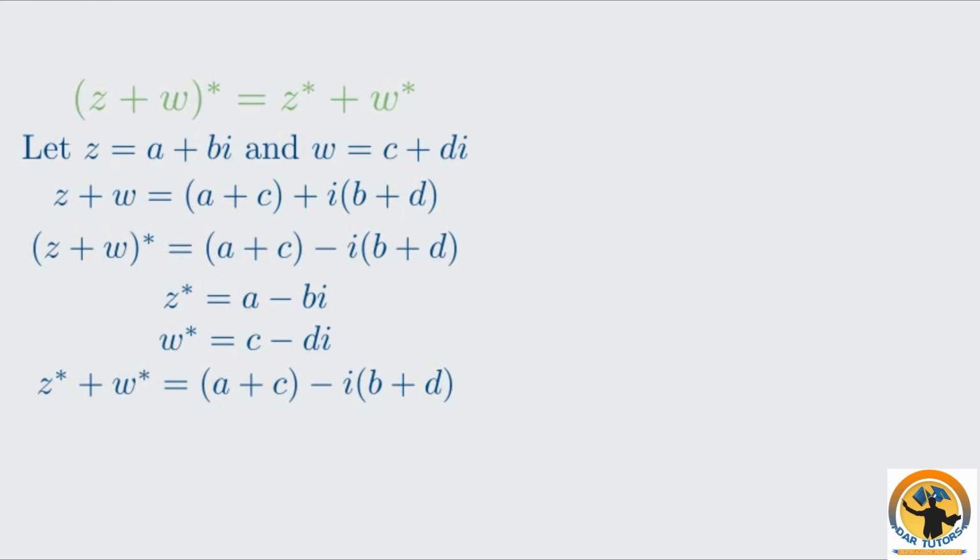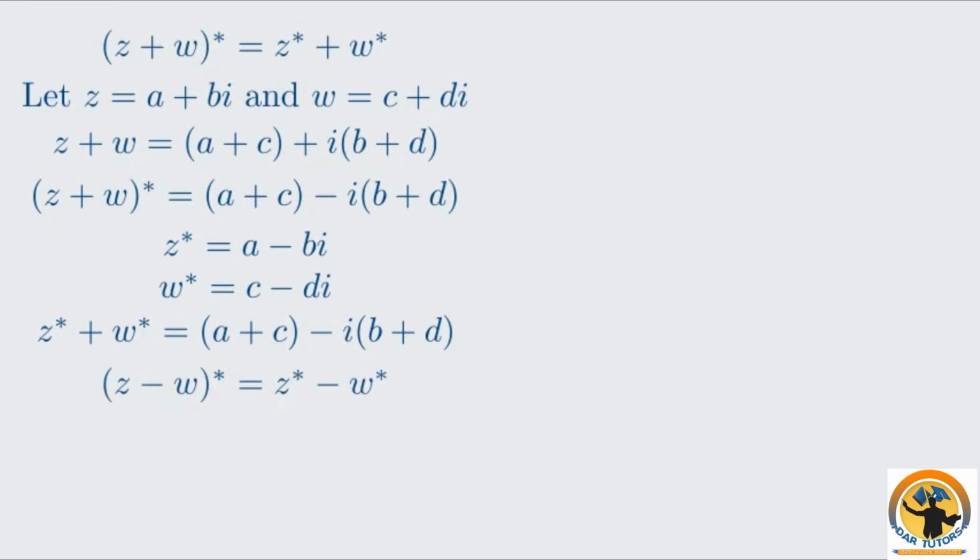We have shown algebraically that the conjugate of z plus w equals z star plus w star. The same logic applies to subtraction. This property simplifies many operations with complex numbers. Let's apply this to a concrete example from your notes. Consider the complex numbers z equals 2 plus 3i and w equals negative 3 minus i.